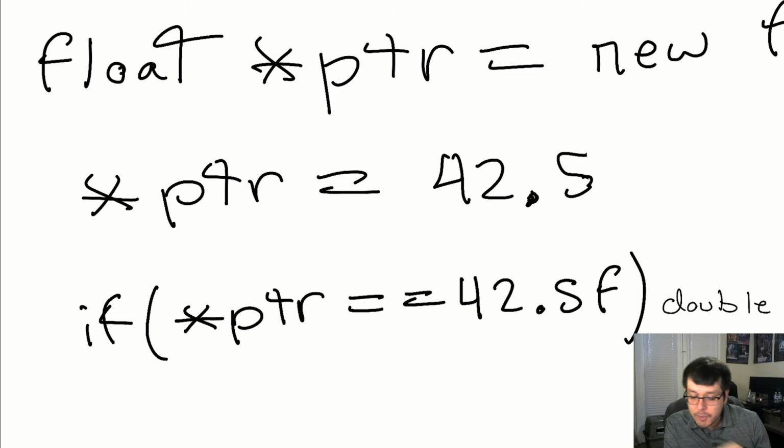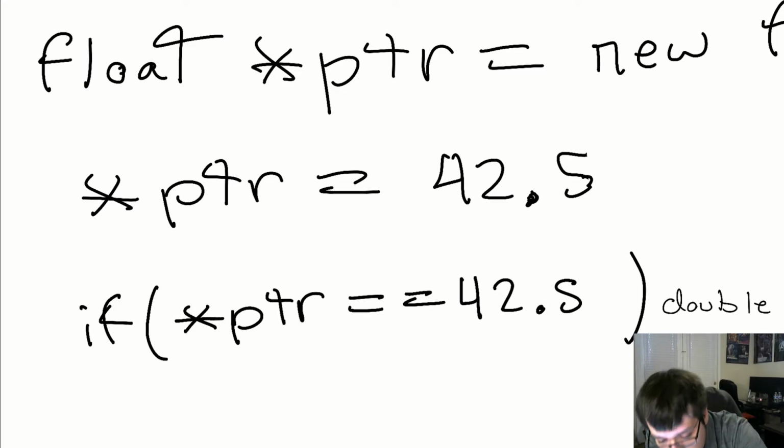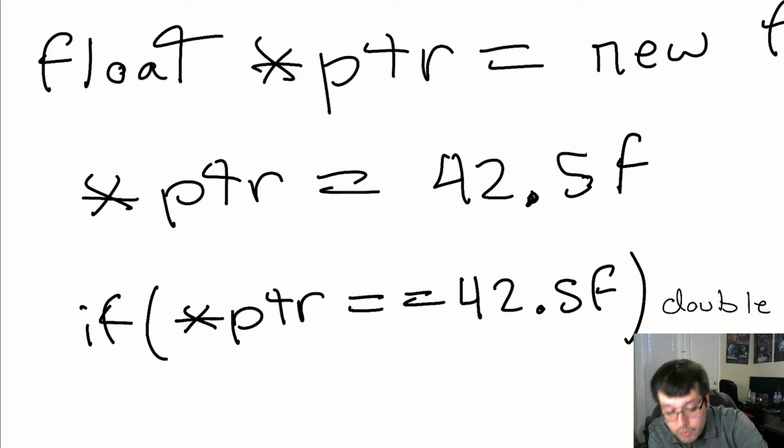That one will always be okay as well. But if you do that, then you're running into problems if 42 and double is not equal to 42.5 in float, okay? So this is good for clarifying for everybody that this is a float. And this is good if you want to compare this to a float.